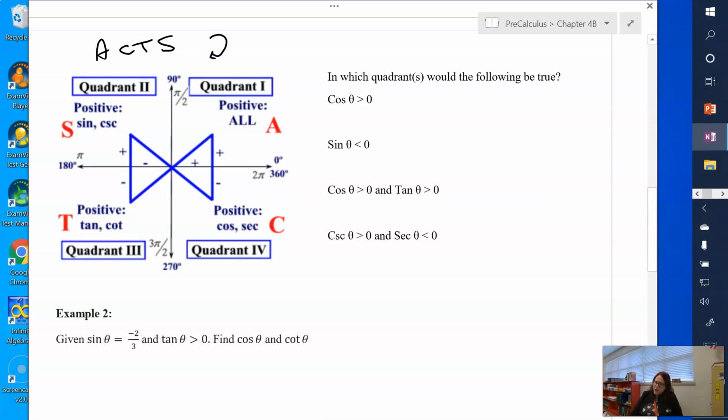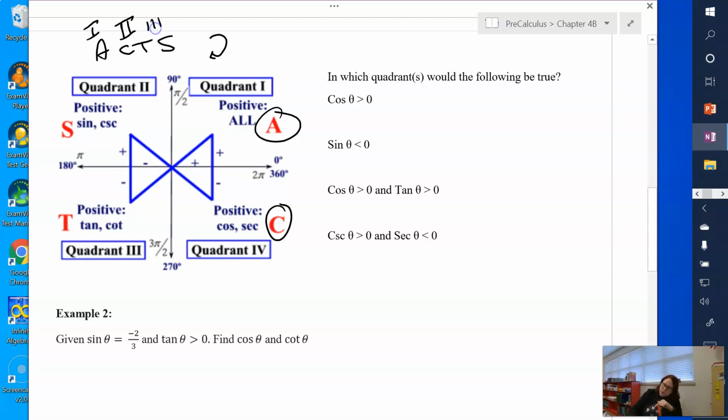So if I start in quadrant 1, that's A for all, so quadrant 1. And what that means is all the trig functions of angles in that quadrant are going to be positive, all of them. Next is quadrant 4, which is C. C stands for cosine, and the reciprocal of cosine is secant. So cosine and secant are both positive in quadrant 4.